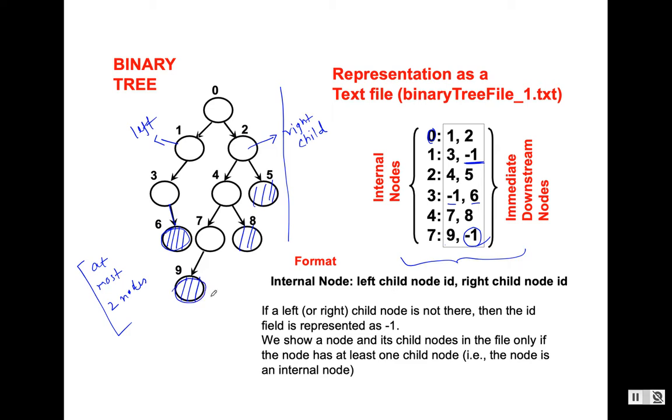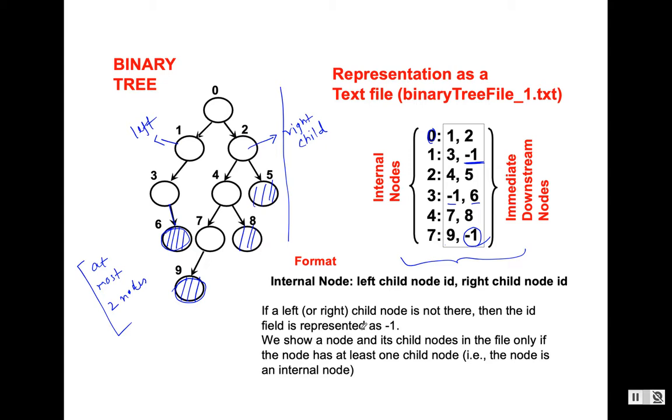Okay, so if the left or right child is not there, we are going to represent it with the id -1. Okay, so to represent a binary tree, we need each of the nodes. Each node is going to have one id, and each node is going to have two children. So one is the left child and another is the right child, and we have to explicitly identify which one is the left child and which one is the right child.